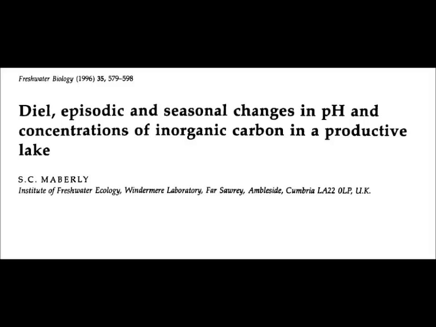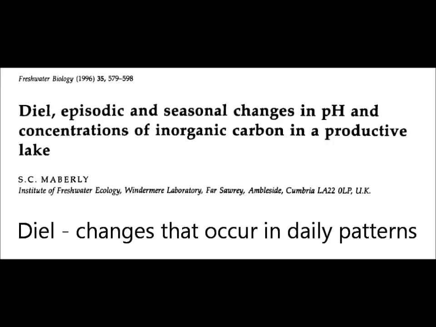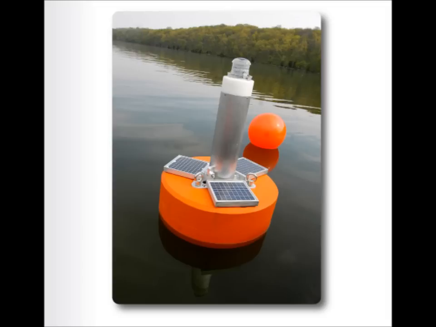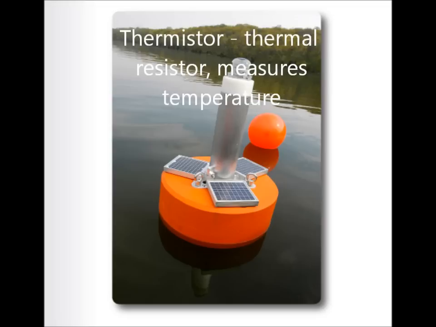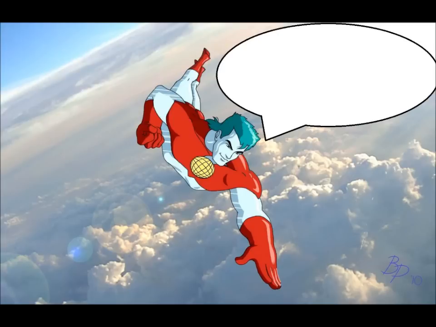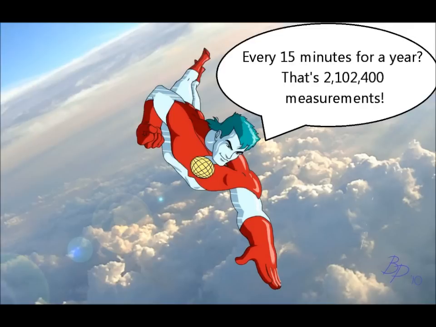The paper by S.C. Maberly that we will be discussing examines diel, episodic, and seasonal changes in pH, as well as changes in the concentrations of inorganic carbon in a productive lake. To collect data on these cycles, Maberly placed pH electrodes and a thermistor on the surface of Esthwaite Water, a small lake in the United Kingdom. These instruments gathered pH and temperature readings from the surface water every 15 minutes for a 1-year period.